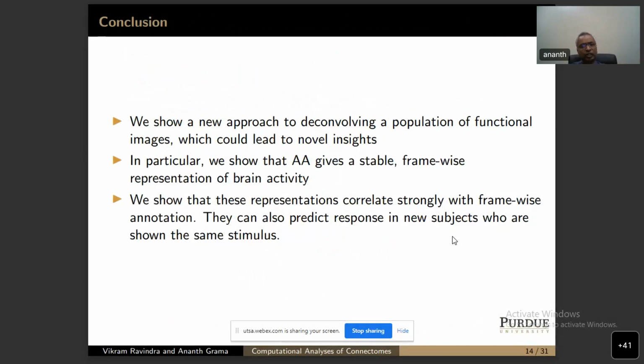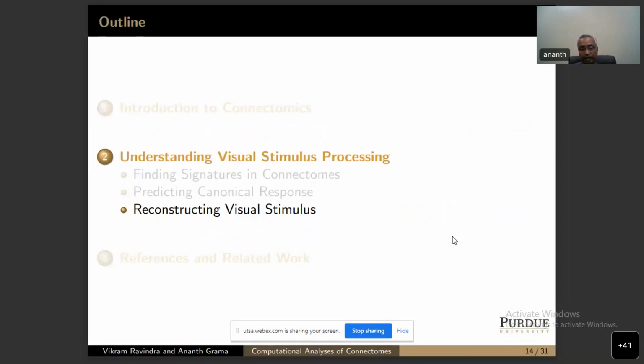This particular work appeared in HCI last year, I believe. So you can look that paper up if you're interested. So the idea here is that we show a really neat approach to deconvolving responses from a population, from functional images of populations. We show that the deconvolution gives you a very stable and finely resolved frame-wise representation of brain activity. And we show that these representations correlate very strongly with frame-wise annotations, and that they can be used to predict responses in new subjects who are shown the same stimulus. So they have really cool applications in designing specific stimuli.